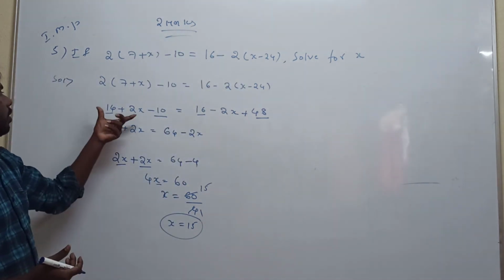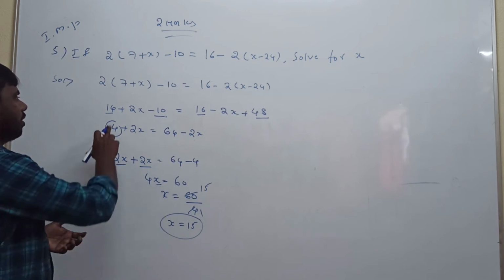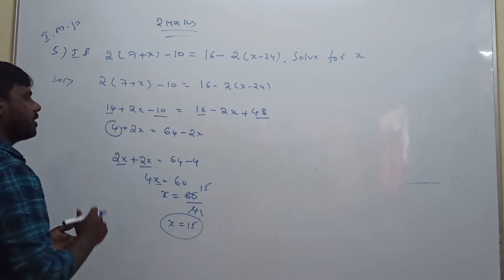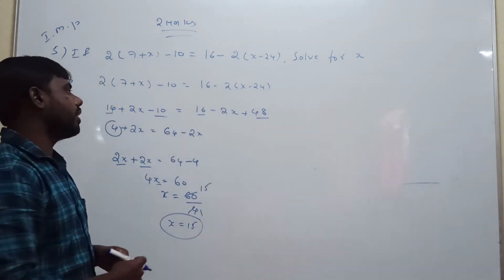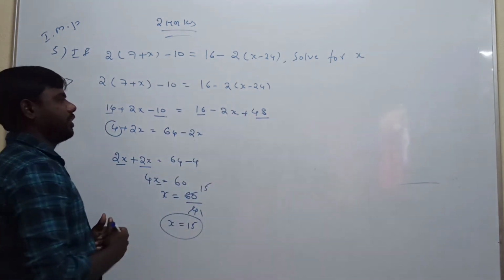After that, here are two constant values. First, you can add or subtract them. Plus 14 minus 10 is plus 4, plus 2x is as it is. On the right hand side, plus 16 and plus 4 are both constant values. You should add them: plus 16 plus 4 is plus 20, minus 2x is as it is.